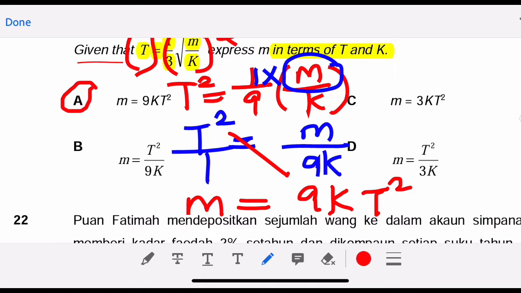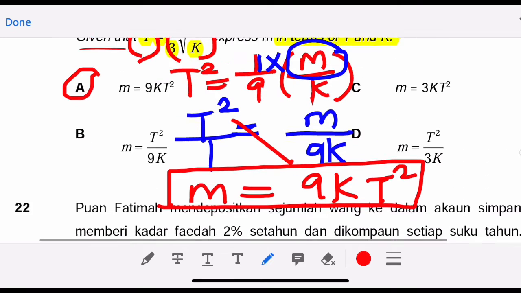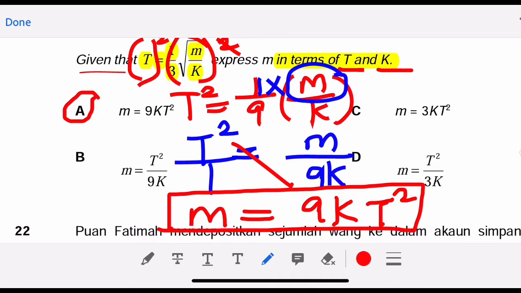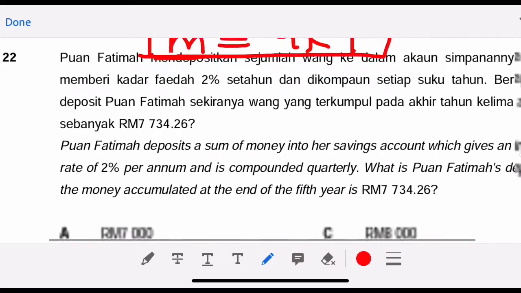So the answer for 21 is A. This means m in terms of k and t. So you can see that there is k here, there is a t square here, and of course you can have the number. Make sure here is 1m, right? Okay, now we go to question 22.